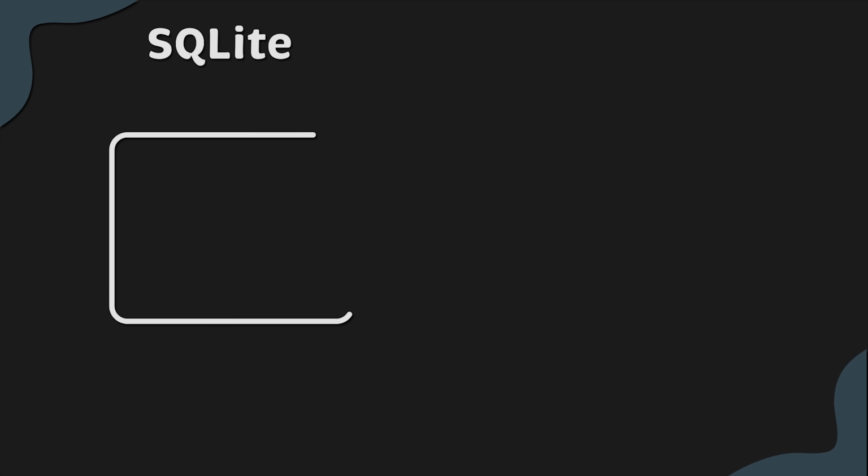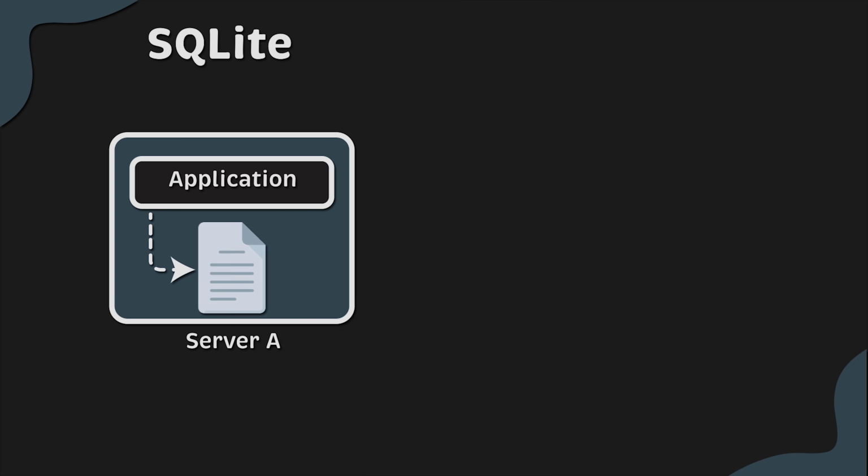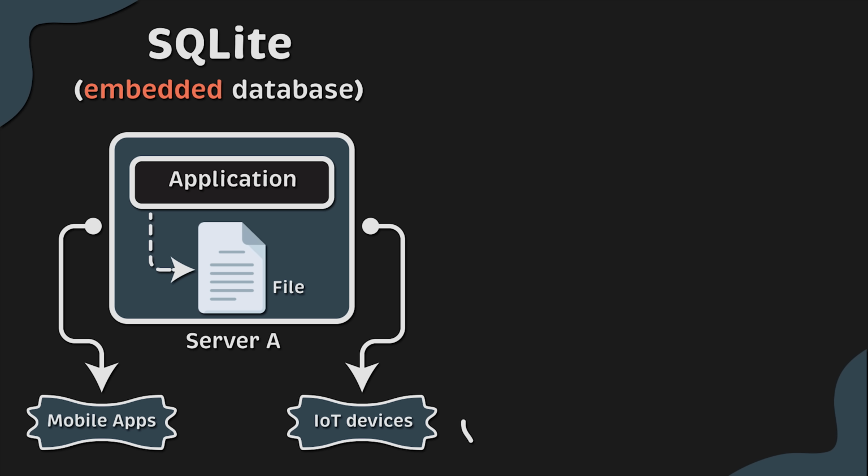SQLite is just a library that you use in your application to write data to a local file. That's why it's called an embedded database. Frequently, it is used in mobile applications and IoT devices.